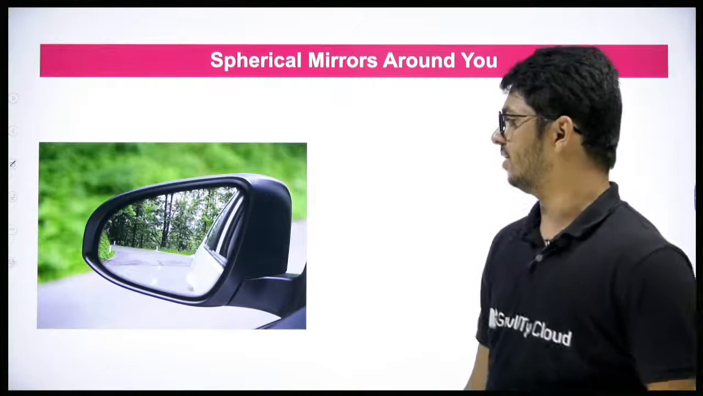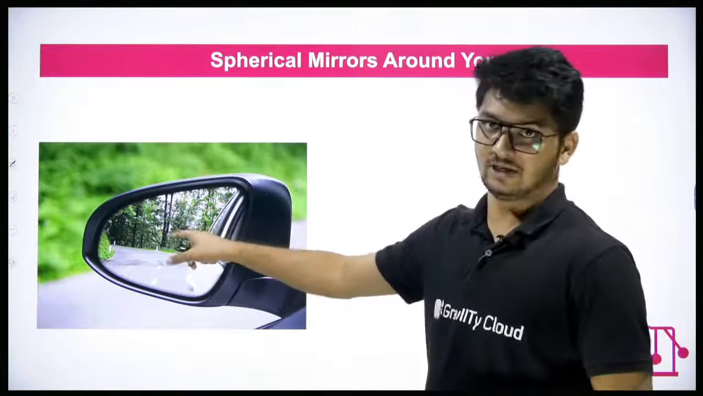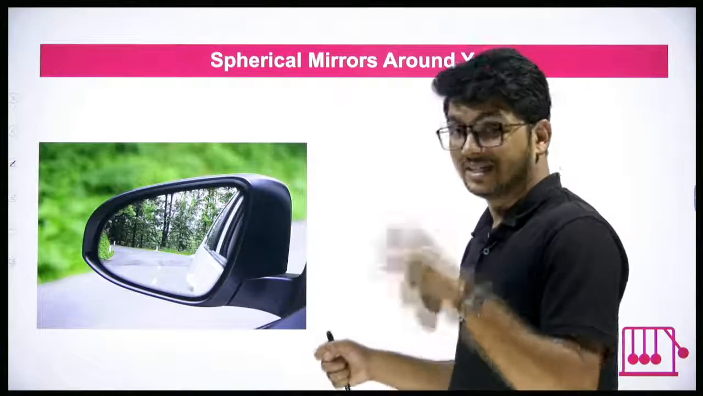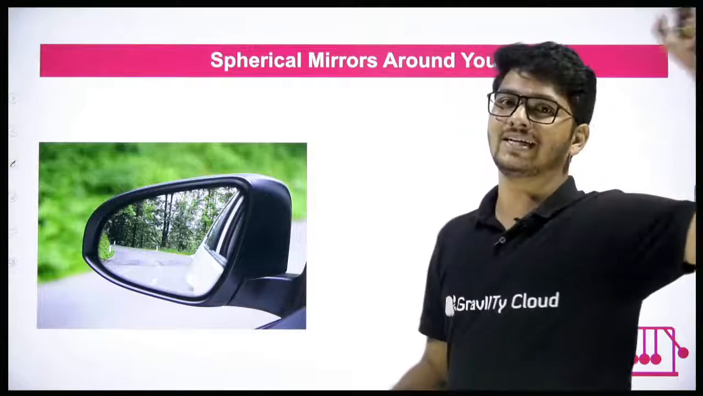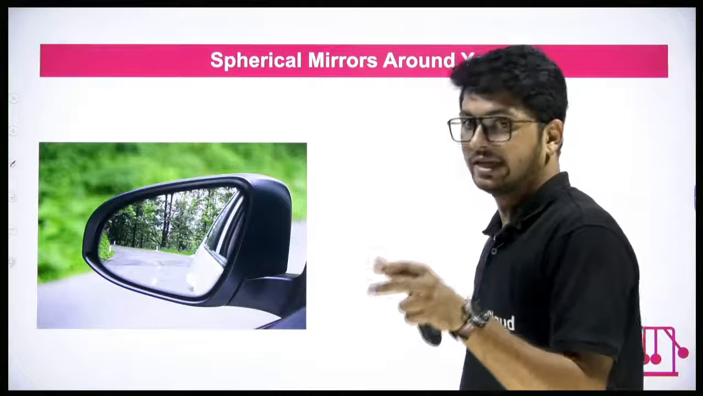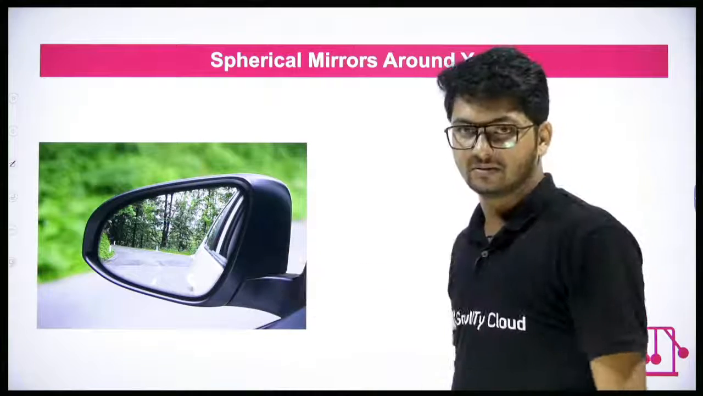In this rear view mirror, you can clearly see the images behind. So I'm driving this way, the rear view mirror is here. Whatever object is behind me or behind the car, I can see that in the rear view mirror, like this.